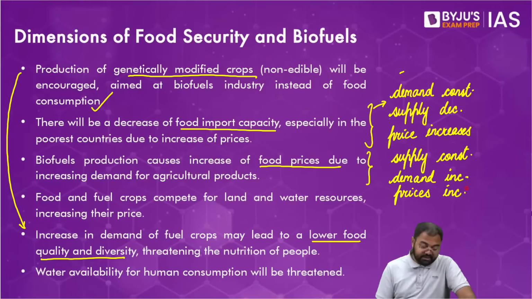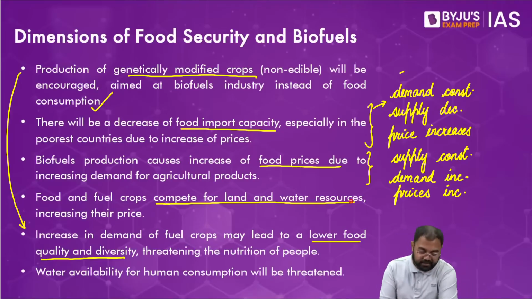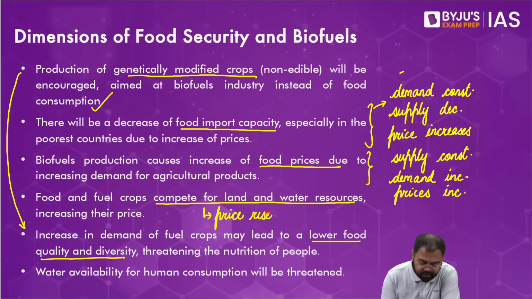Then the third scenario, the food and fuel crops will compete for land and water resources, because you want production. Any company or any government, let's say, wants production, so for that they need land. Land is not available, land is scarce, so prices of land rises, prices of getting water will rise. It's not easy to get that water, so that's why ultimately this will also lead to price rise.